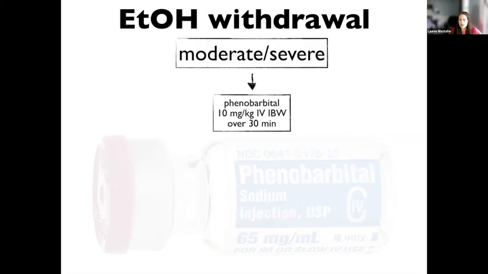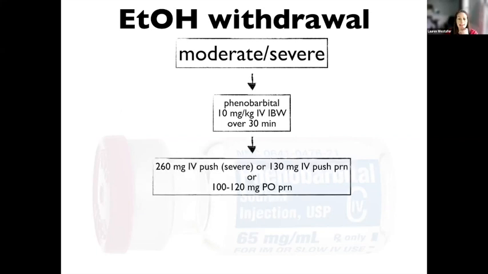Moderate to severe, I just load them right up front. I give 10 mg per kg ideal body weight over about 30 minutes. So that's about 700 for most of my patients, unless they're short or things like that, or very tall. And then they can get pushes as needed, or some orally.